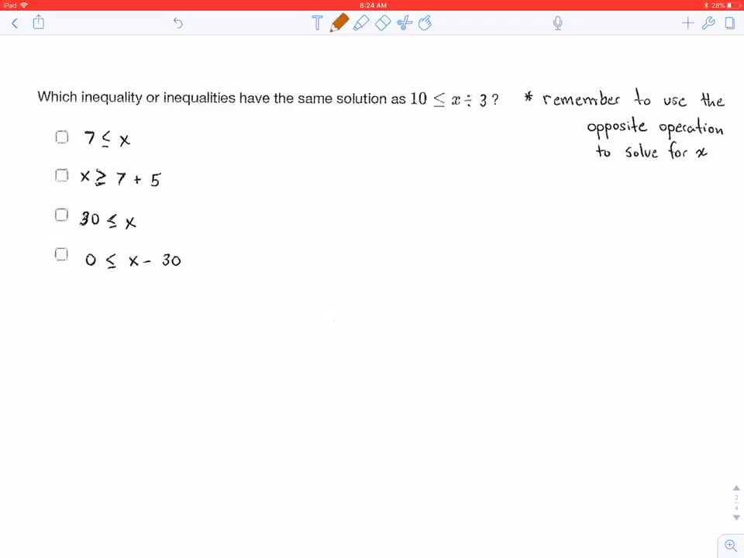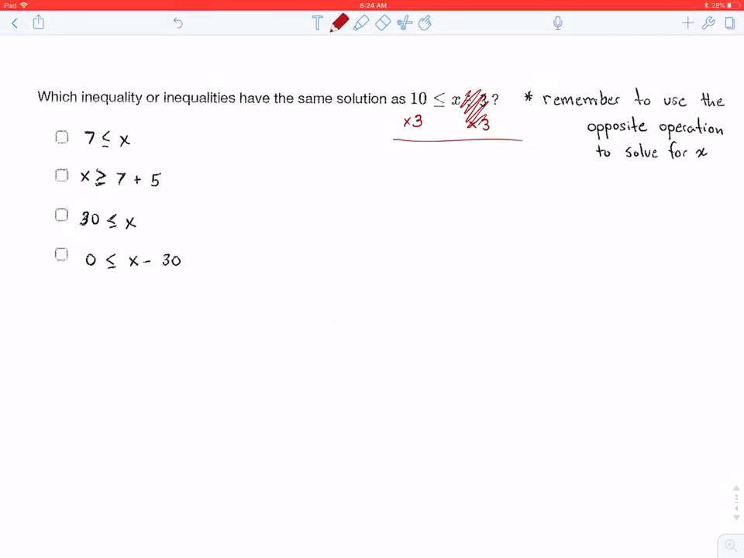All right, which inequality or inequalities have the same solution as 10 is less than or equal to X divided by 3? I put a little hint there: remember to use the opposite operation to solve for X. To get the X by itself, whatever is being done to it, you need to do the opposite. The opposite of dividing by 3, the inverse operation, is to multiply by 3. And you multiply both the right side and the left side by 3.